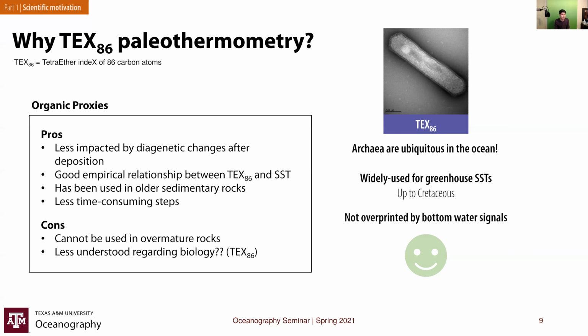But there are some cons about the proxy as well, because it's an organic compound. If we collect it from very mature or over mature rocks, it can have very low abundance of these organic compounds because it's already expelled into hydrocarbons. And because it's a relatively new proxy, we still have a lot of questions about the biology, about who produced the GDGTs and stuff like that. But in simple terms, we can still use it as a sea surface temperature proxy.